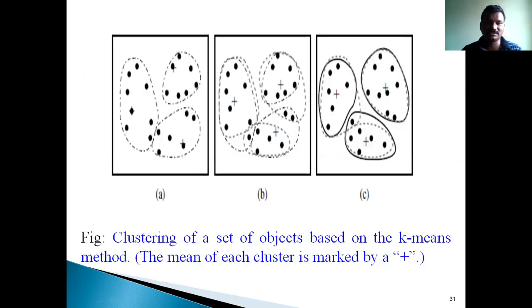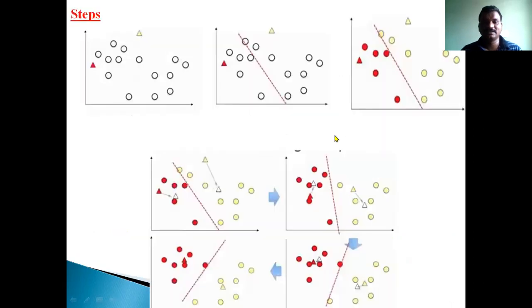The algorithm process here: the clustering of a set of objects based on the k-means method. Here the mean of each cluster is marked as a plus. Initially the clusters are like this, and then you assign a mean value for each and every cluster. These values are similar, that's why you form the cluster like this. Finally the cluster is a representation of the step-by-step process.